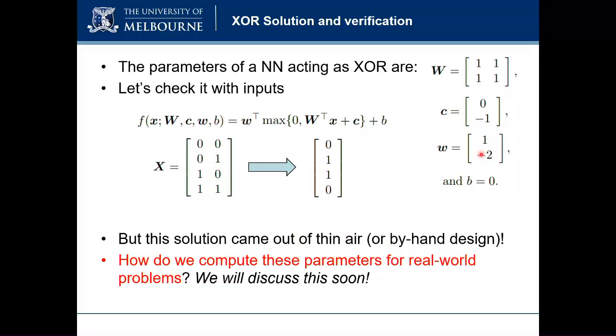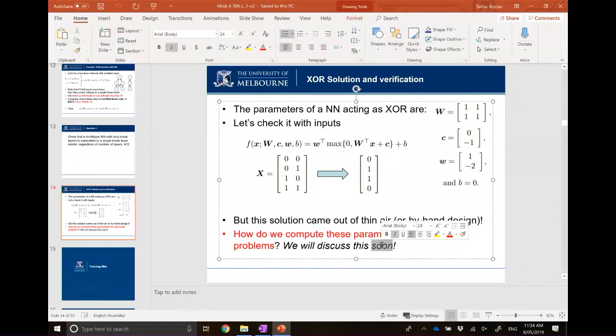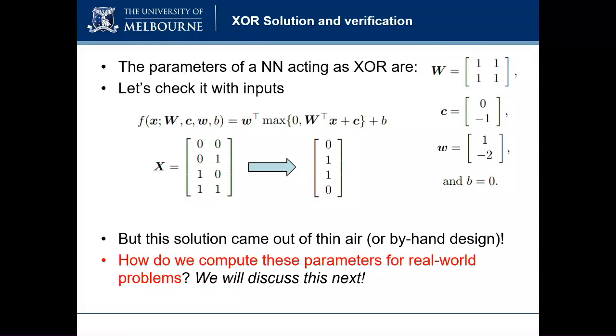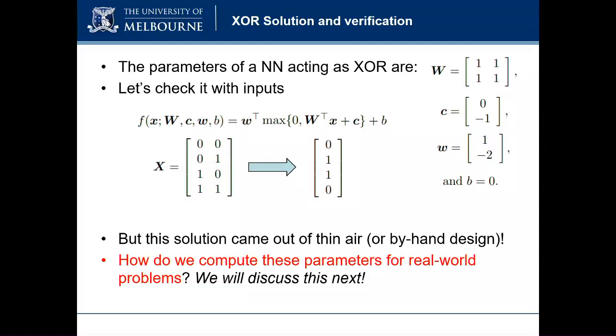But I didn't tell you where the solution comes from, right? It's a by-hand design. How are we going to compute these parameters for real world problems? We will discuss this not soon, but next, I think maybe I should say next year, because it's the next slide. Training neural networks. Not next year, this year, immediately. I should start it. Okay, any questions until now?